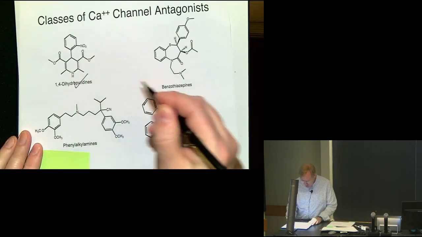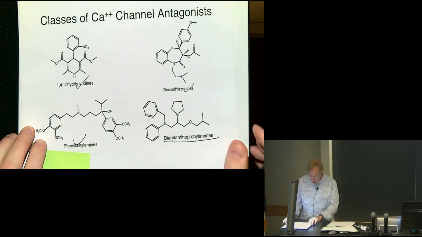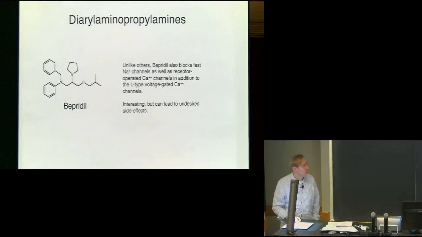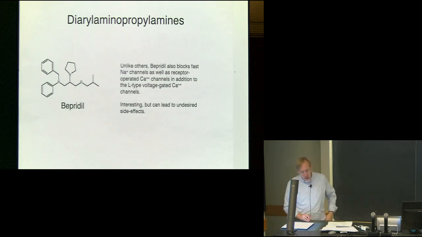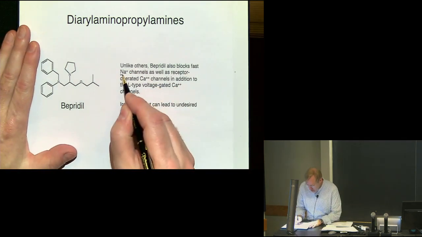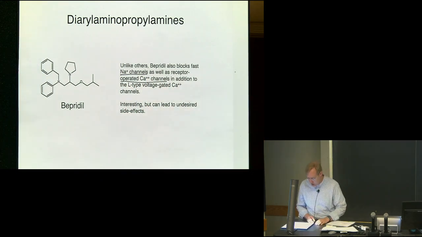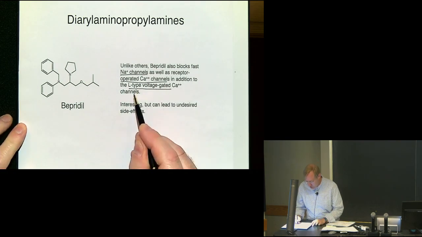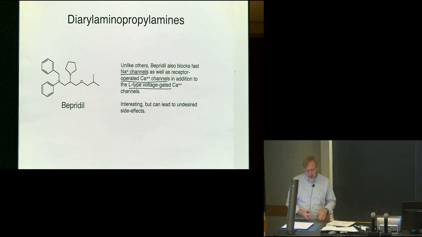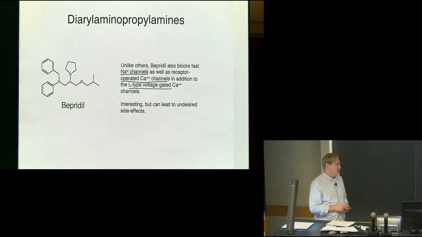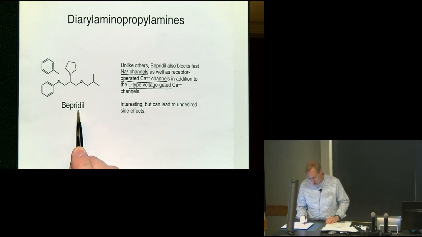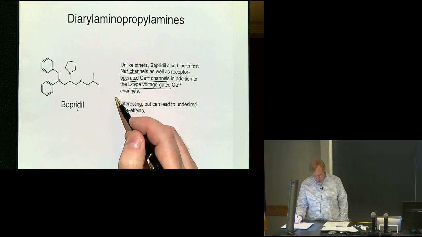All right, so we did these classes. Now we'll finish up with the diaryl aminopropylamines. Unlike others, bepridil, which is in this class, can also block other channels, these fast sodium ion channels and receptor-operated calcium ion channels, not just the voltage-gated ones shown in this class. That's interesting if you are curious about how ligands bind, but it's not so interesting in terms of drugs because it can lead to a lot of different side effects. And this tends to have more side effects than some of the other ones because of this broad selectivity.